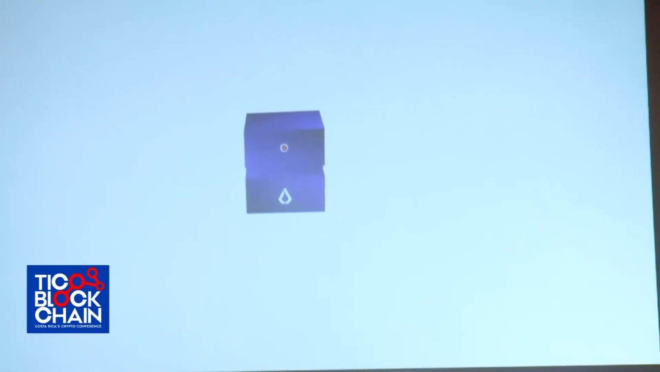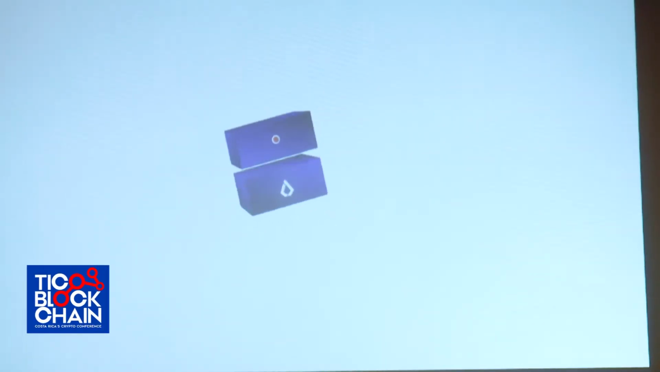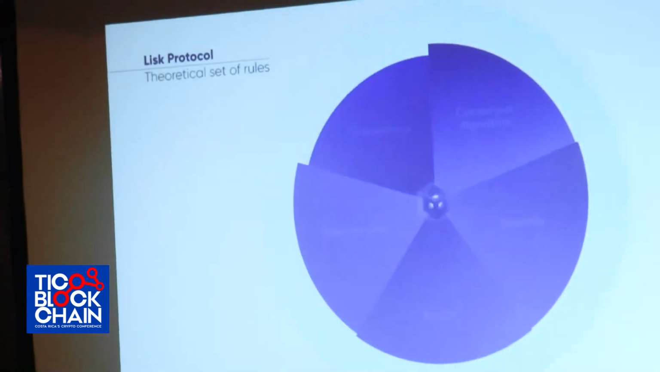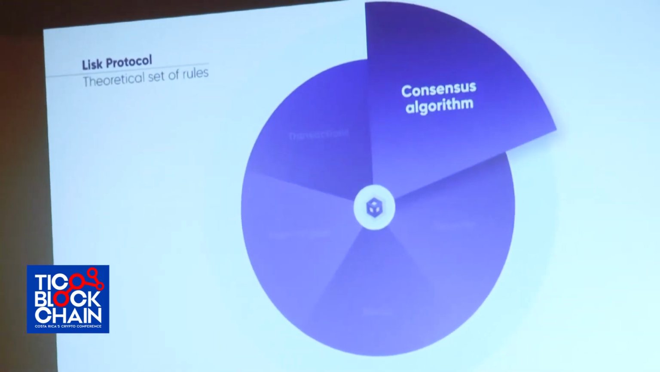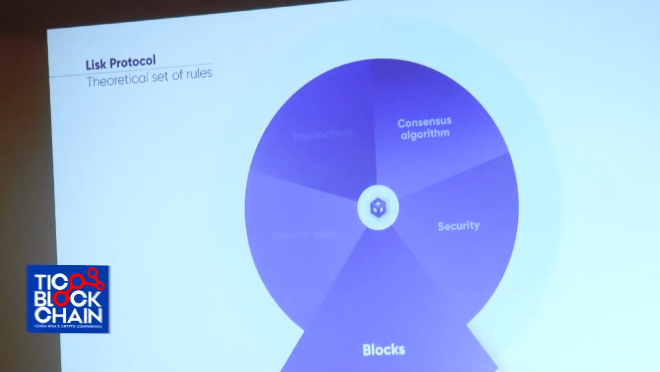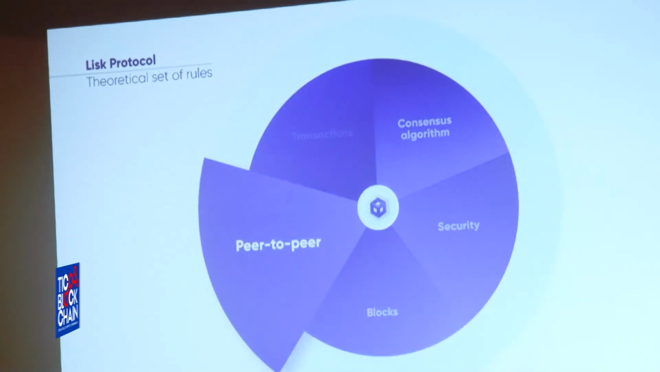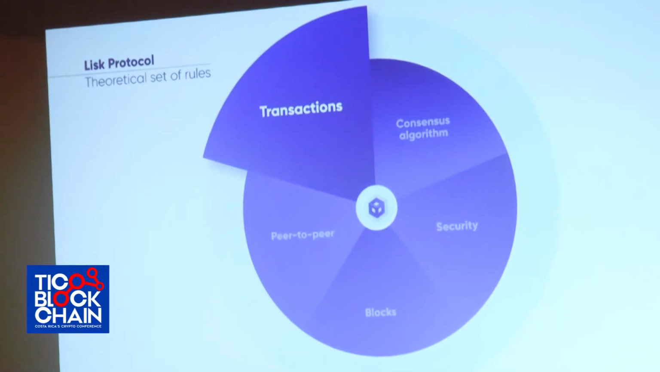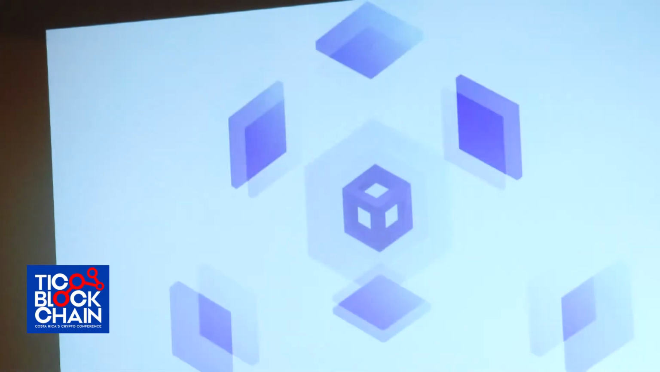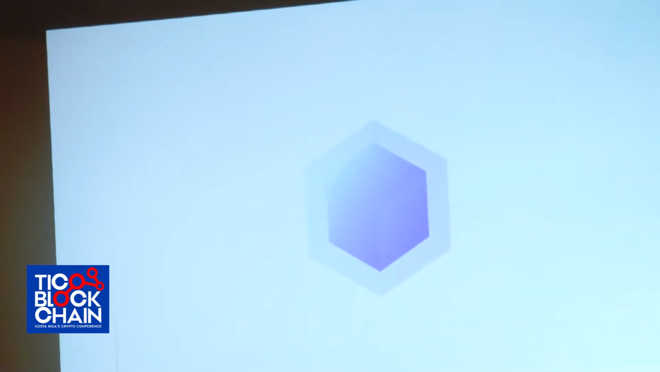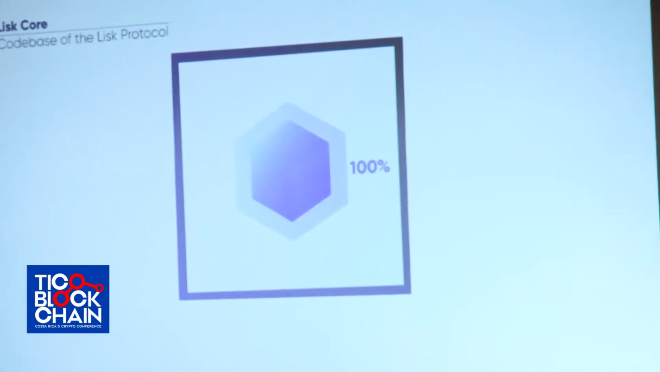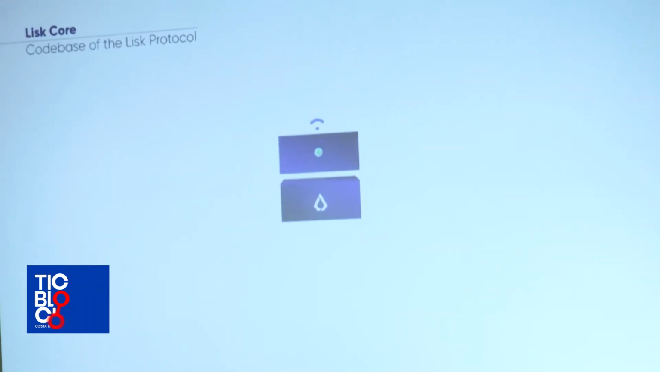In order for a machine to become a Lisk node, the server needs to follow the Lisk protocol. The Lisk protocol is a theoretical set of rules that includes the consensus algorithm, security standards, block creation processes, peer-to-peer communication handles, and several defined transaction types. Lisk core is the program that implements the Lisk protocol. In other words, Lisk core is what every machine needs to set up in order to run a node that allows for participation in the network.